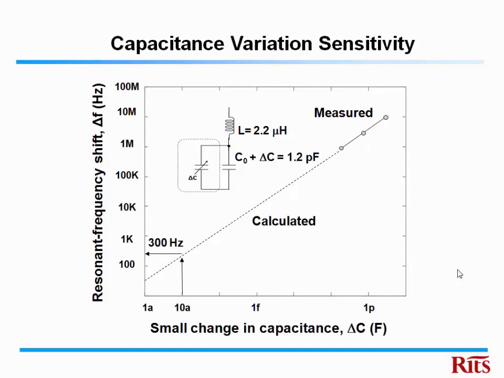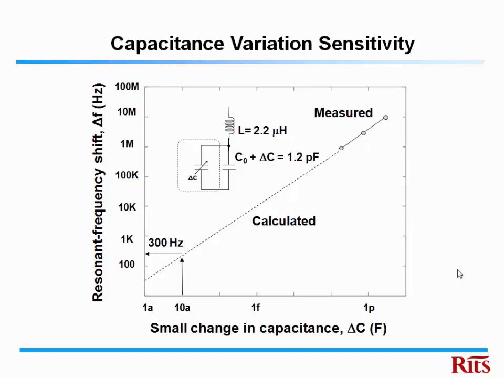From the sensitivity point of view, this chart shows the capacitance change on the horizontal axis and the frequency shift on the vertical axis. In this case we use a 98 MHz oscillator, and the vertical axis shows the difference from 98 MHz. The three points are actually measured by adding some small capacitors to the circuit. But we can't measure 10 attofarad anyway, so the dotted line is the calculated value, extended to know the sensitivity.